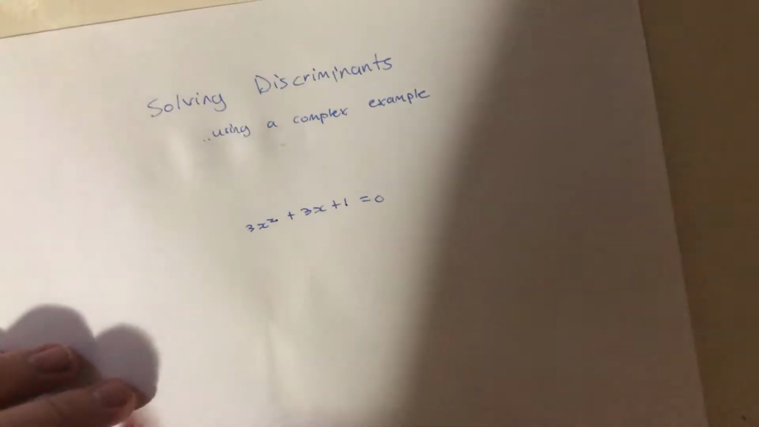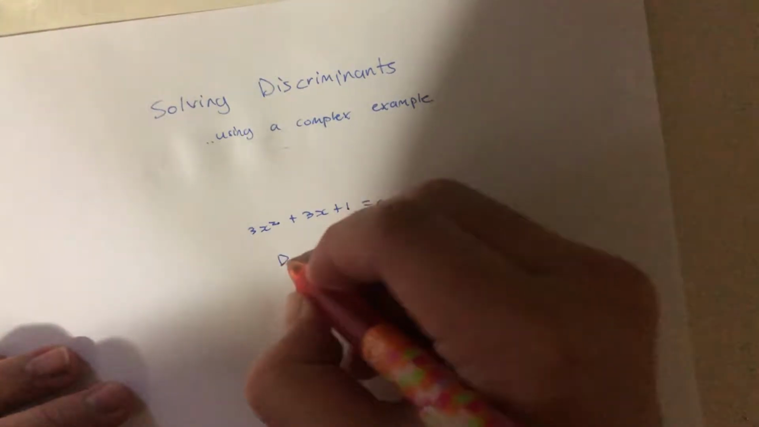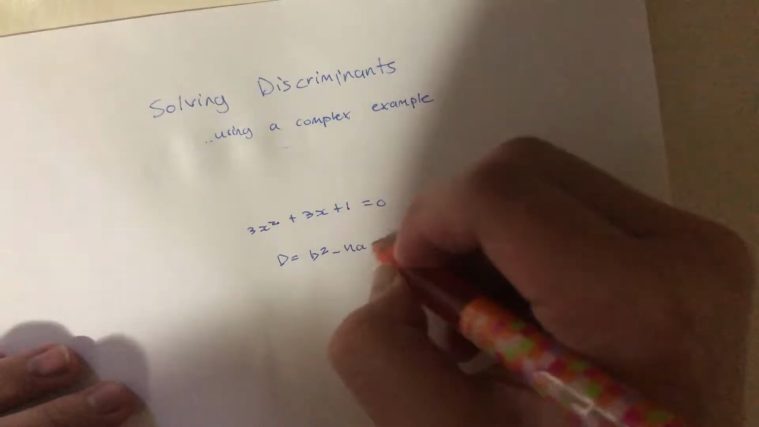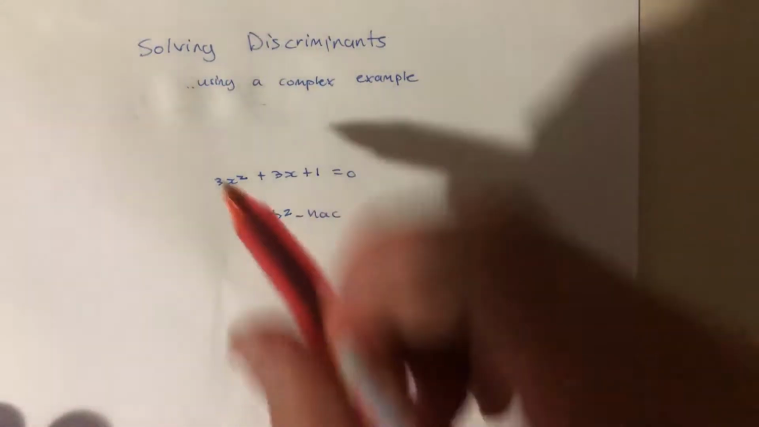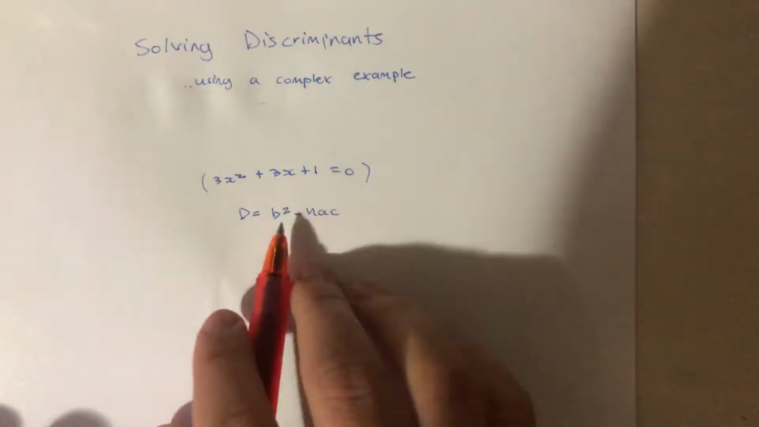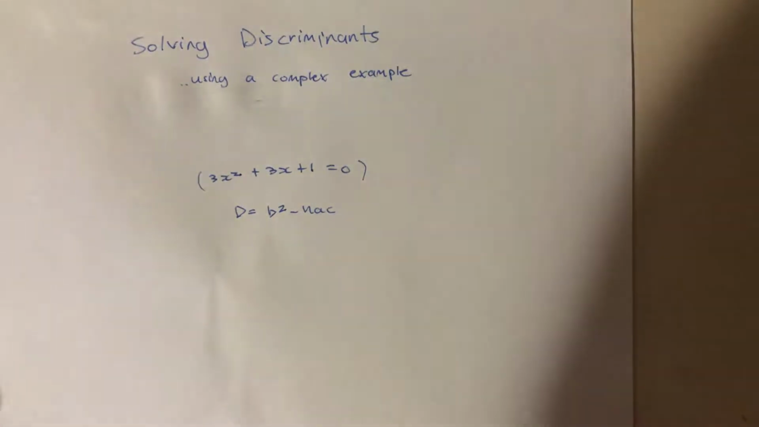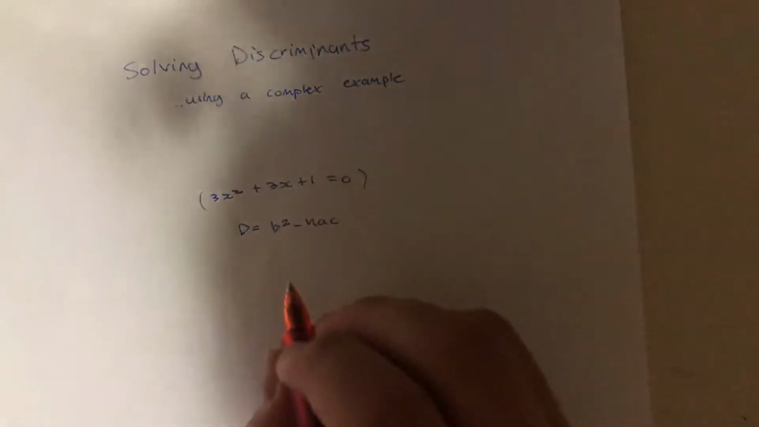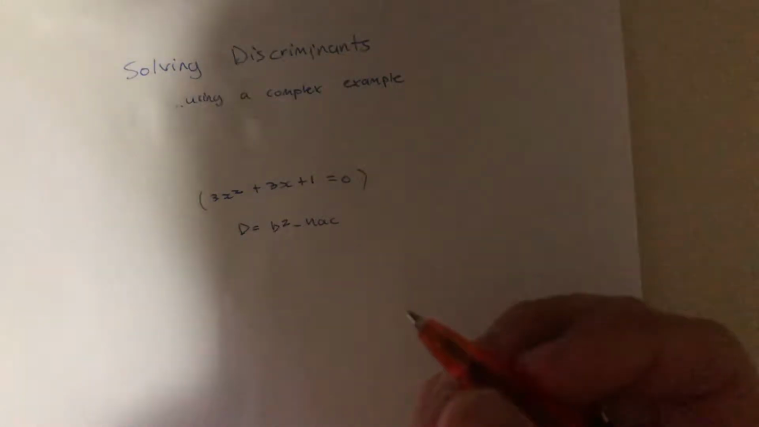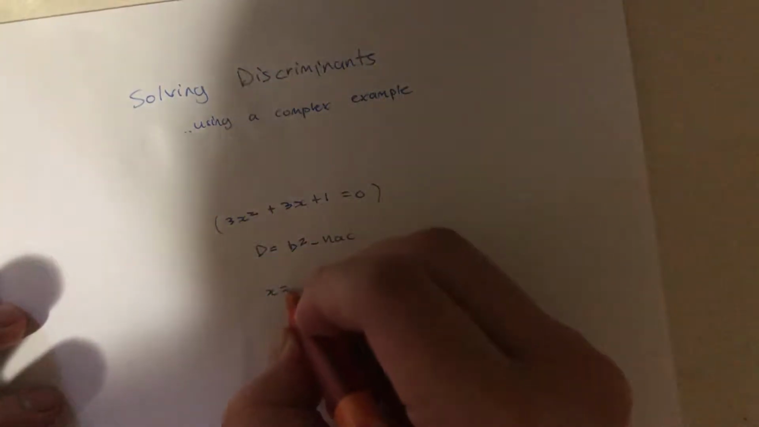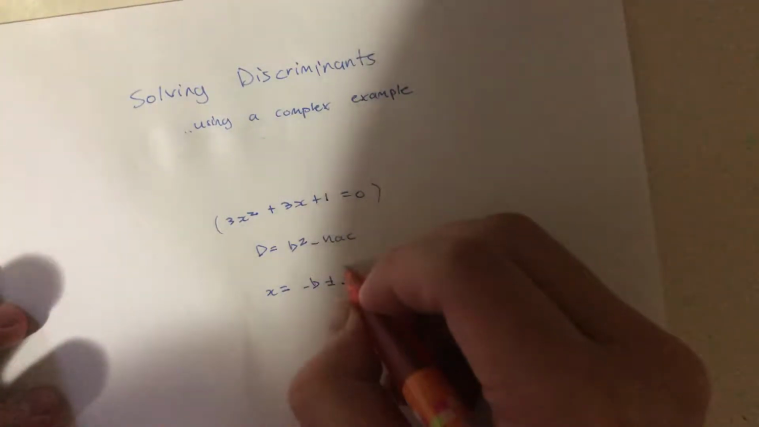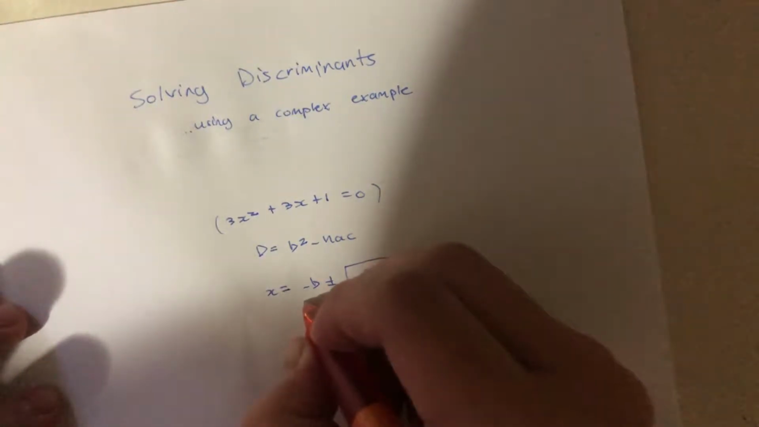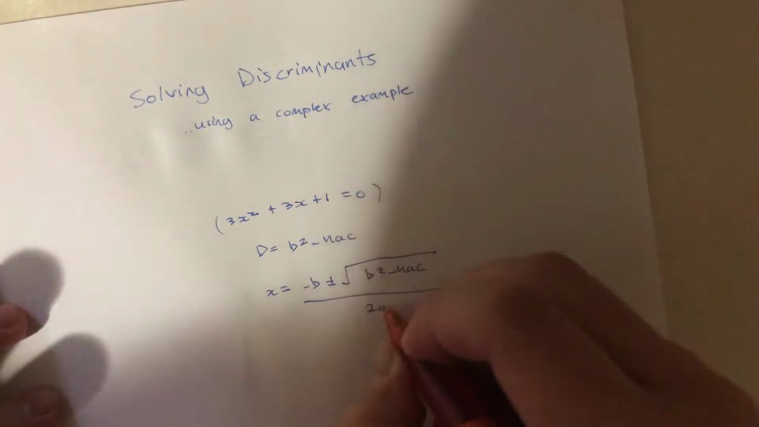To do that, we have to know one formula, and that formula is d equals b squared minus 4ac. The reason we want to know this is because it comes out of the quadratic formula. Let me write that down. The quadratic formula is x equals negative b plus or minus the square root of b squared minus 4ac, all over 2a.